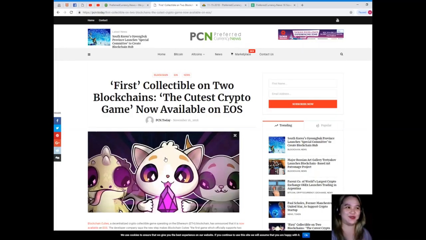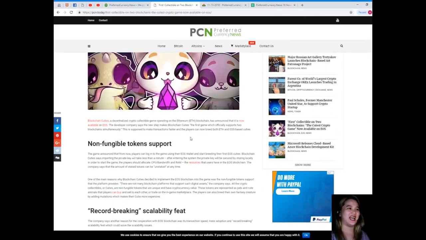Guys, for today's news, this is brought to us by PCN, or Preferred Currency News. First collectible on two blockchains, the cutest crypto game now available on EOS. They're so cute. And I even like the color.